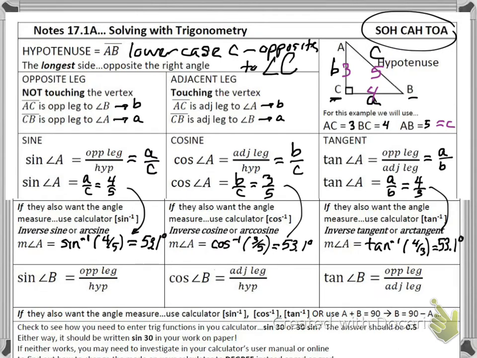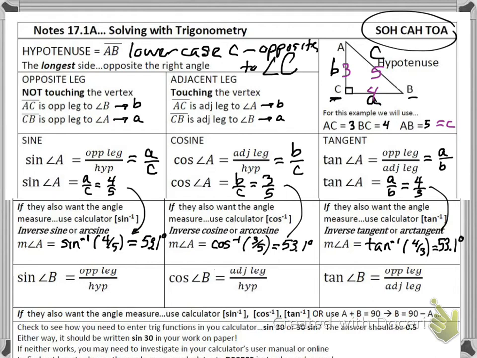Please note that sometimes in our assignment, they don't actually ask you to find the angle. They say find the sine, find the cosine, find the tangent, in which case we just leave those fractions, 4/5, 3/5, 4/3. It's only when they ask for the measurement of an angle that we're going to use that inverse, which means second sine, second cosine, second tangent.